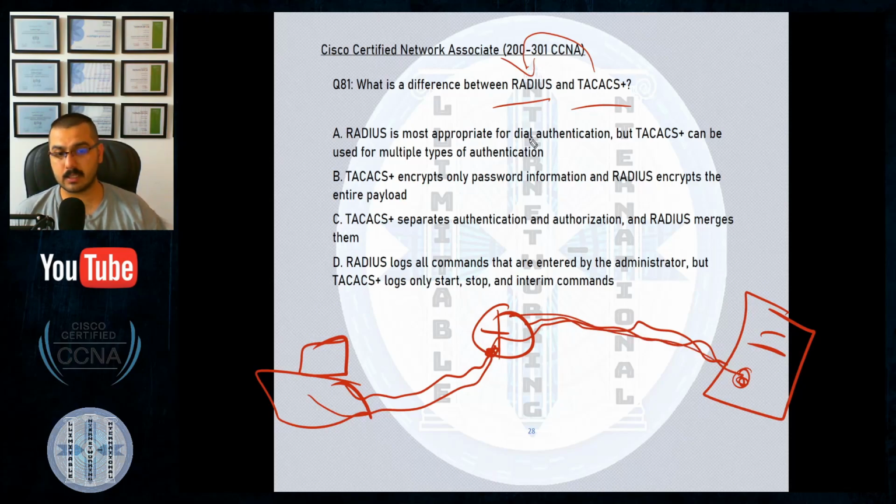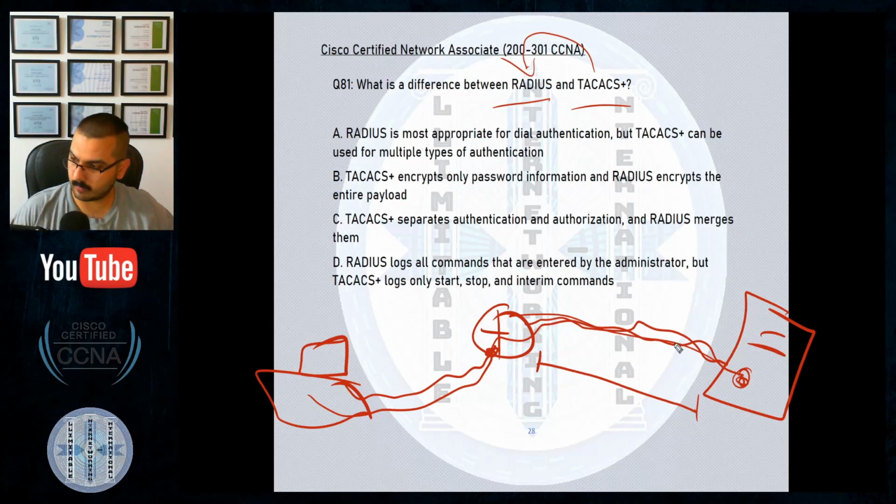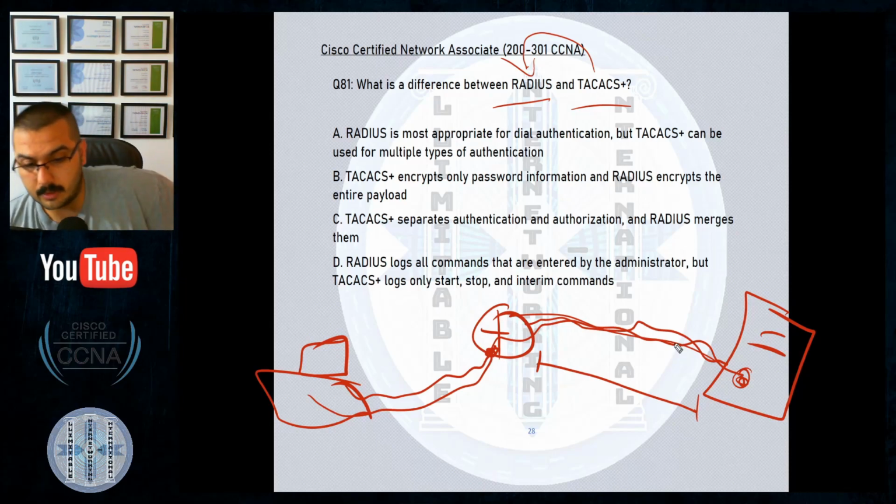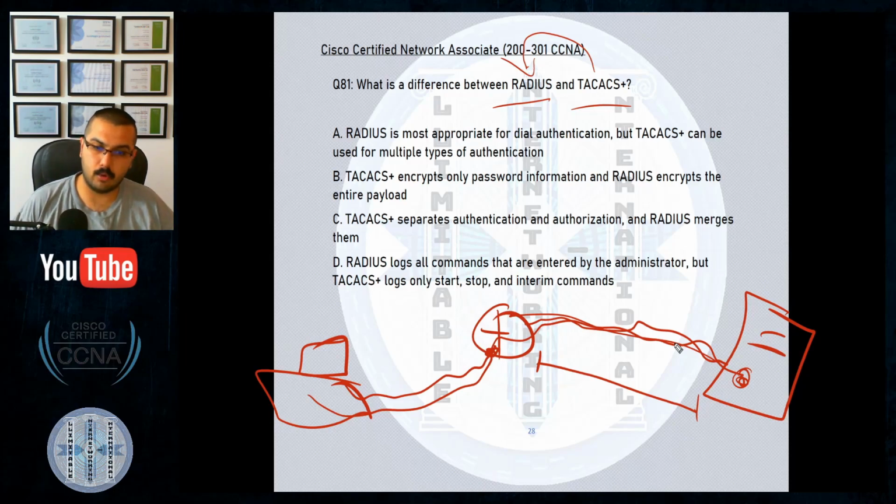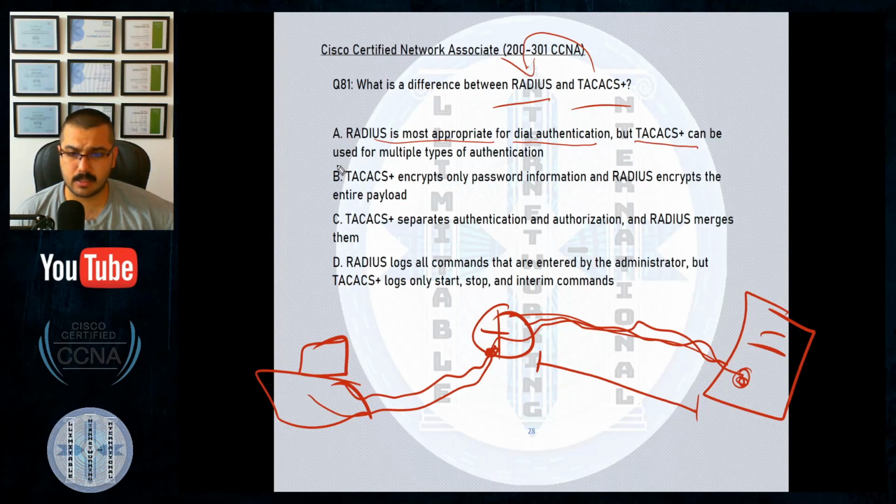If it was RADIUS, then in this path the information will be in clear text and unencrypted. If it was TACACS, then they will be encrypted. So this is much more preferred. TACACS will be much more preferred than RADIUS. Okay, so RADIUS is more appropriate for dial authentication, but TACACS Plus can be used for multiple types of authentication.